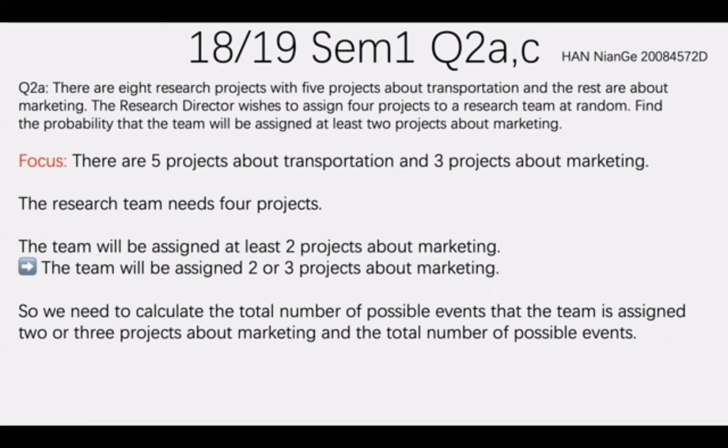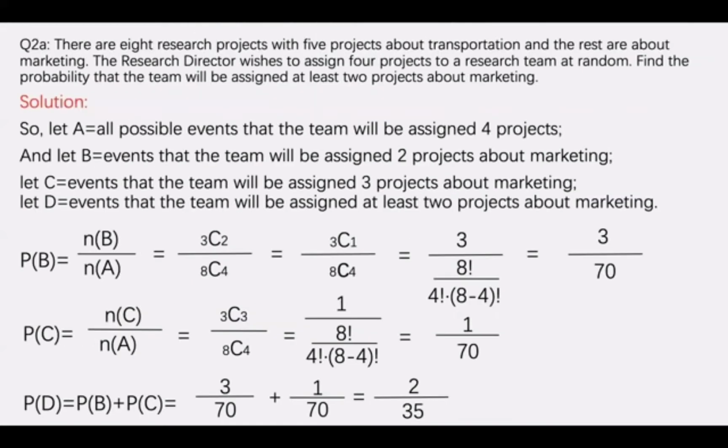So we need to calculate the total number of possible events that the team is assigned 2 or 3 projects about marketing, and the total number of possible events. Now let's see the solution of question 2a. So first of all, we are going to talk about these 4 events, and we are going to call them A, B, C, D. Just like this, events A, B, C, D is follows.